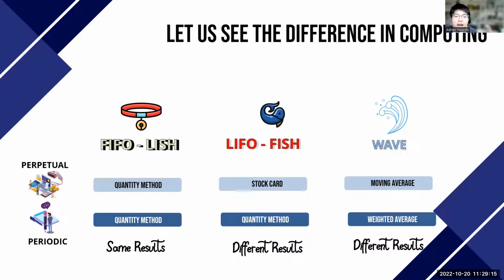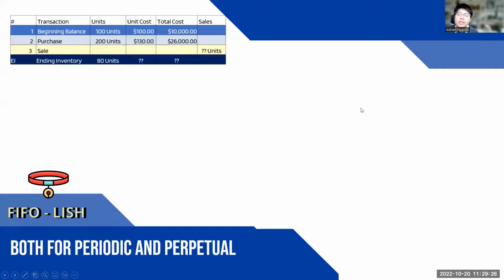Kapag perpetual, it's stock card. If it's periodic, it's quantity method. And then pag wave, different rin yung methods and therefore different rin yung results. So, let's move to FIFO first. So, FIFO, ang maganda dito is it's both for periodic and perpetual, right? So, in the given, meron lang tayong beginning balance, may purchases lang tayo, and then alam natin yung ending inventory is gonna be 8 units, right? Because binigay siya. So, how do we solve for this?